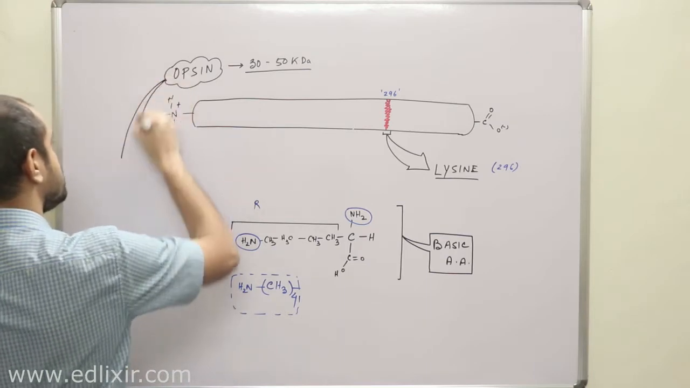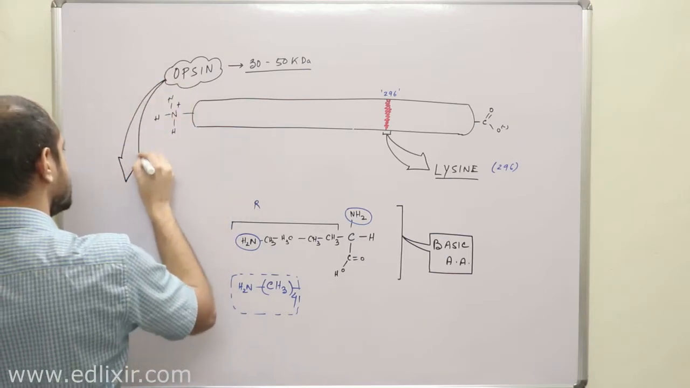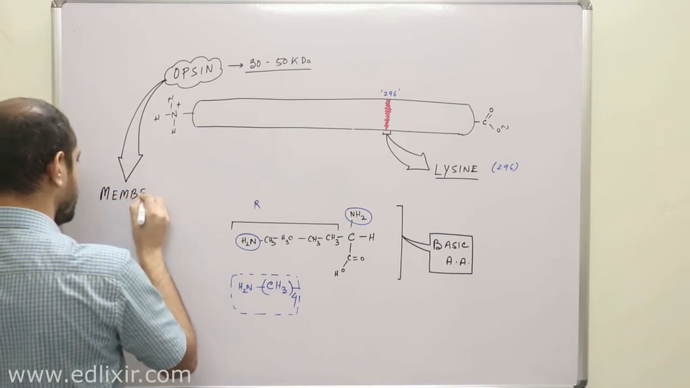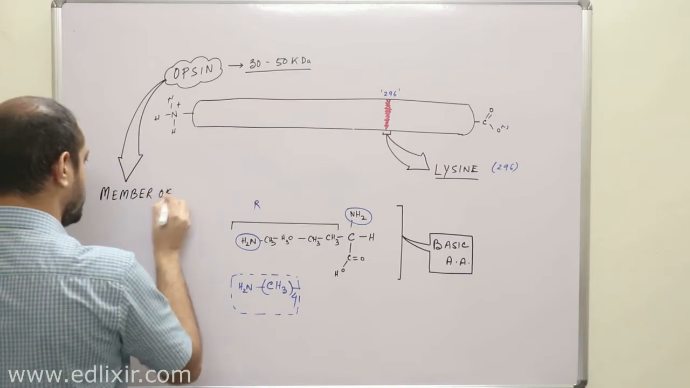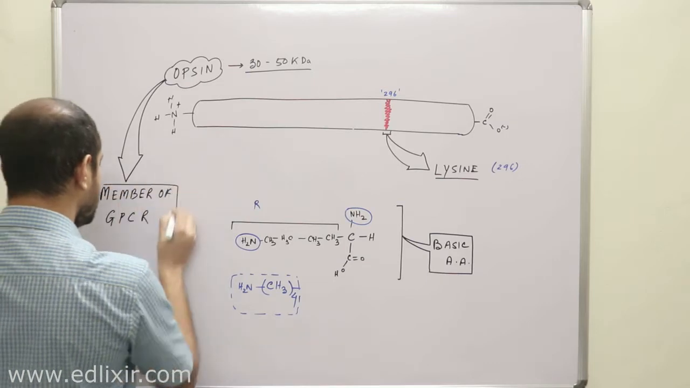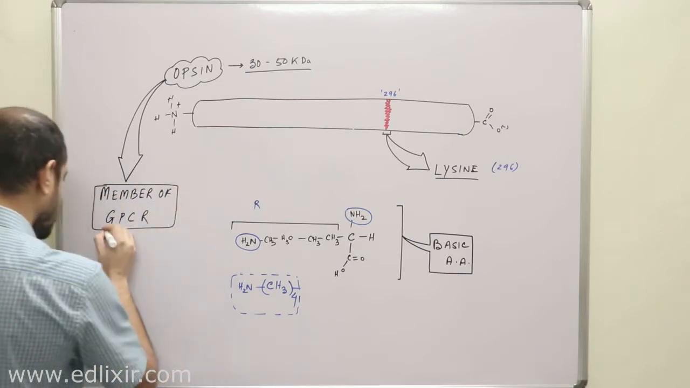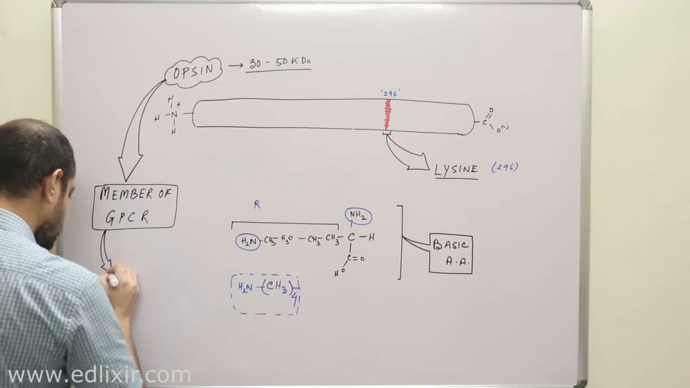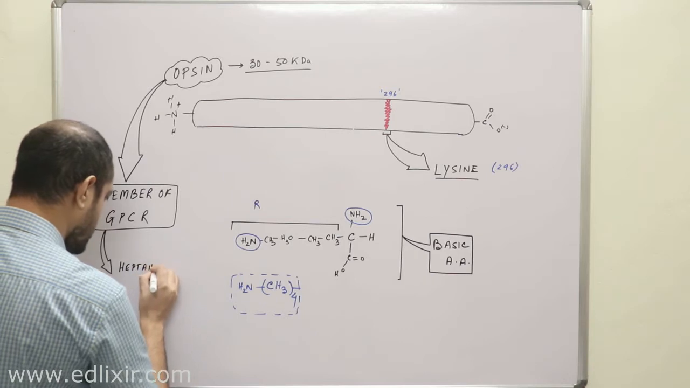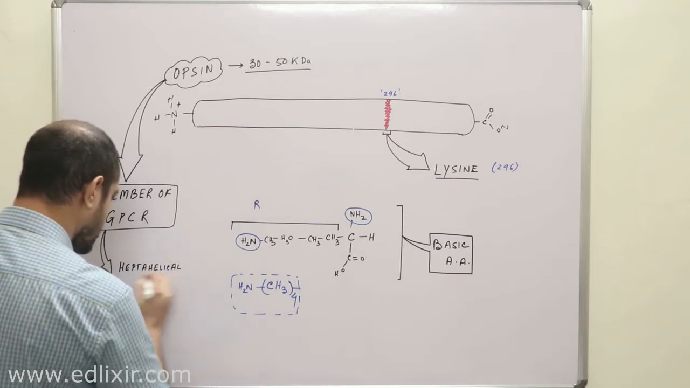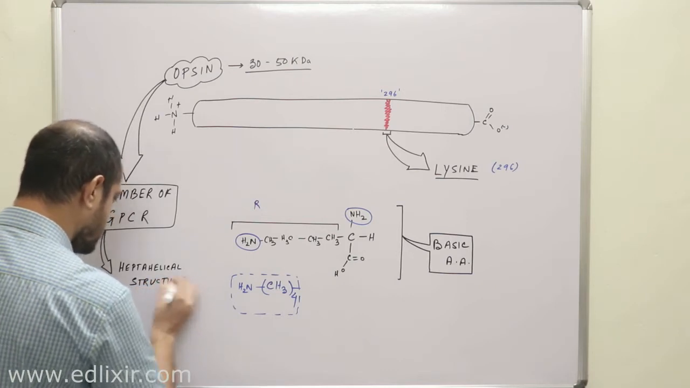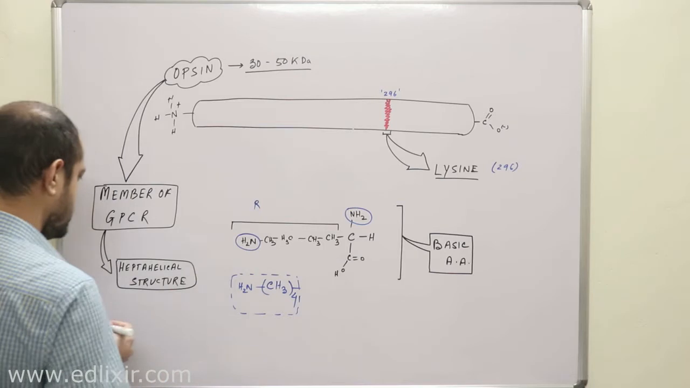Now listen. You know what opsin is? Opsin is a member of the G protein coupled receptor. That means it has got a heptahelical structure, right?